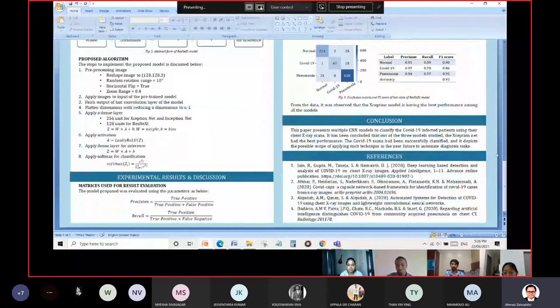So now we move on to the conclusion. This paper presents multiple CNN models to classify COVID-19 infected patients using their chest X-ray scans. It has been concluded that of the 3 models studied, the XceptionNet has the best performance. The COVID-19 scans have been successfully classified, and it depicts the possible scope of applying such a technique in the near future to meet diagnostic tasks.